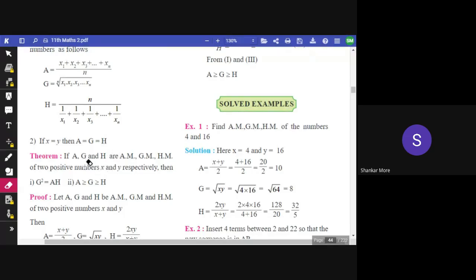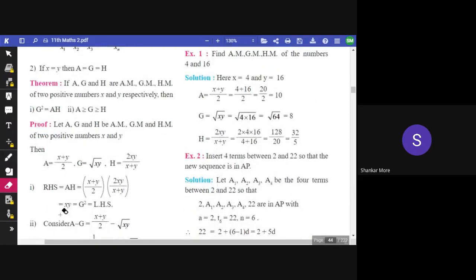Now the theorem: if A, G, and H are the AM, GM, and HM of two positive numbers x and y respectively, then G square is equal to AH, and A is greater than or equal to G is greater than or equal to H. So you have to remember these two results. That means the multiplication of arithmetic mean and harmonic mean is equal to the square of the geometric mean. And as we can observe, arithmetic mean is the largest one, and the harmonic mean is always the smallest one for the given two numbers. So we have to remember this.